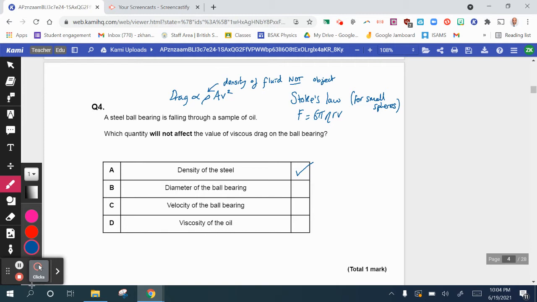Now, as we can see, there is density there, but that is the density of the fluid that the object is moving through, not the density of the object. So if you were looking at a formula very similar to this, that density is not this density here. That's the density of the object that's moving through the fluid. This is the density of the fluid.